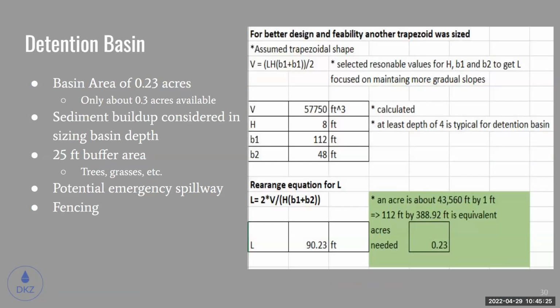Okay, and then the detention basin was sized to be about 0.23 acres, and that was based on a 300 gallon per minute flow rate scaled up to a 24 hour period. And then the depth was about 8 feet, and we set that to account for any potential sediment buildup during the year. And then also we looked into some best management practices, so having fencing around the detention basin, especially due to the steeper slopes, having some vegetative buffers surrounding the detention basin, and also having an emergency spillway lead off from one side of the detention basin in case of an emergency or storm event.